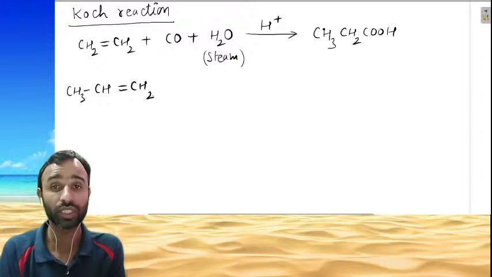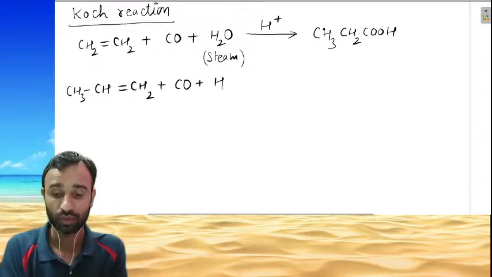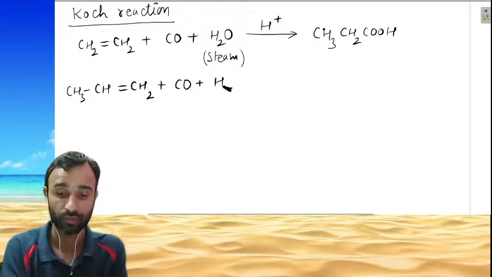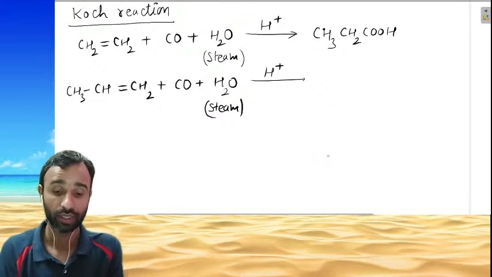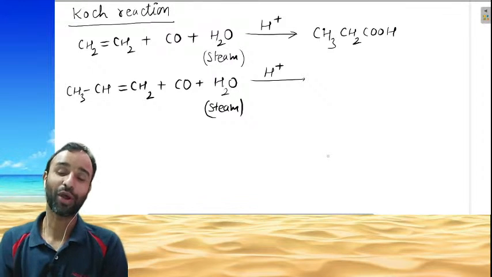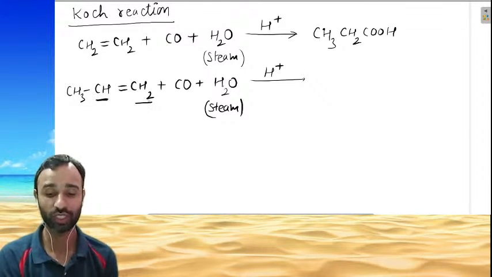See, CH3, CH double bond CH2 plus CO in steam, medium acidic. Just tell me now where COOH is attached, at CH or CH2?